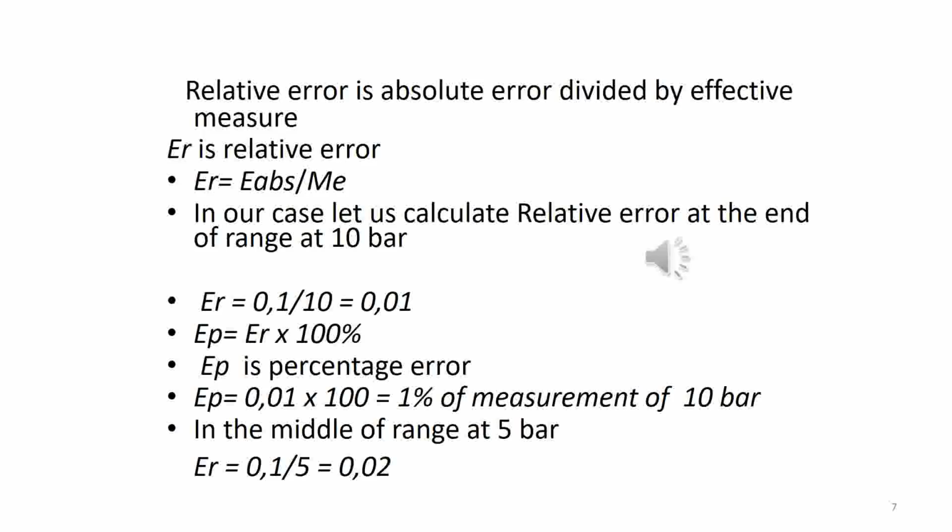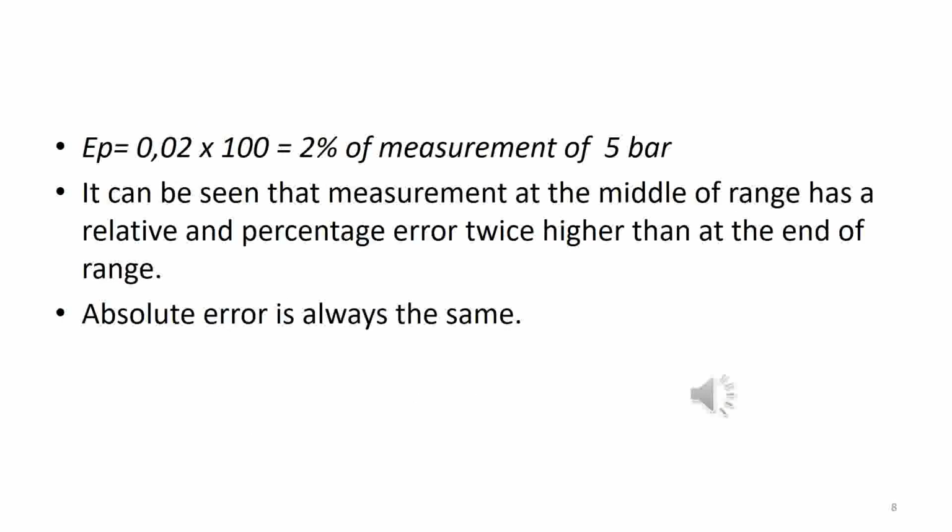In the middle of range at 5 bar, ER equals 0,1 divided by 5 equals 0,02. Percentage error EP equals 0,02 multiplied by 100 equals 2% of measurement of 5 bar. It can be seen that measurement at the middle of range has relative and percentage errors twice higher than at the end of range. Absolute error is always the same.